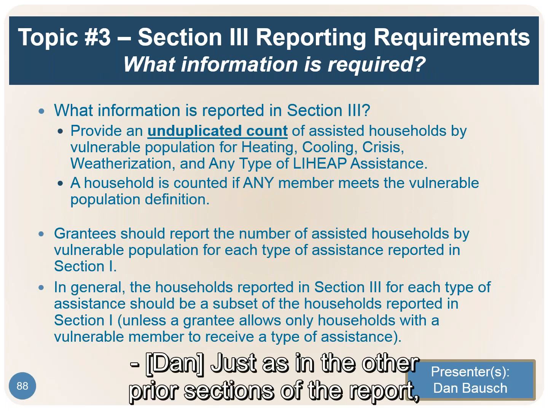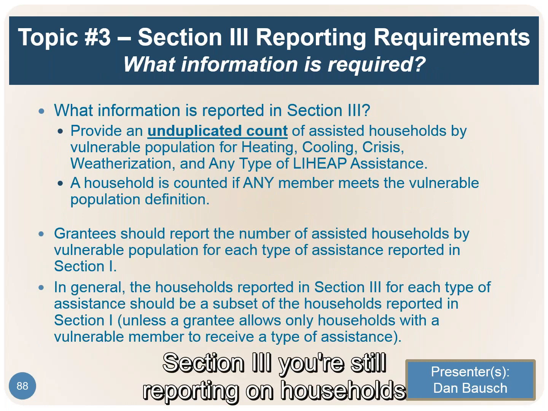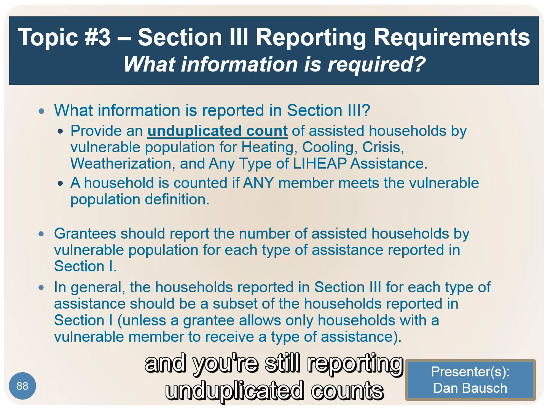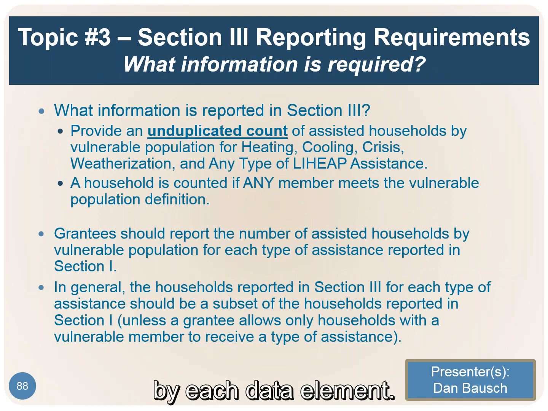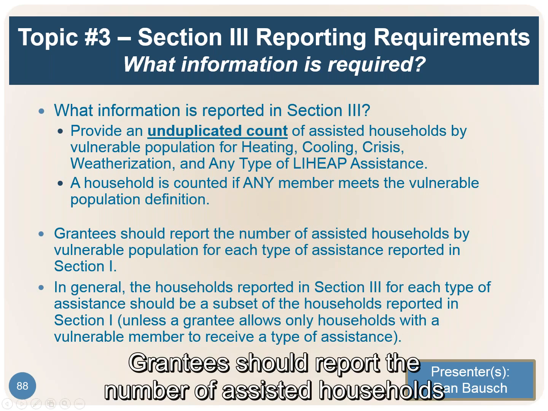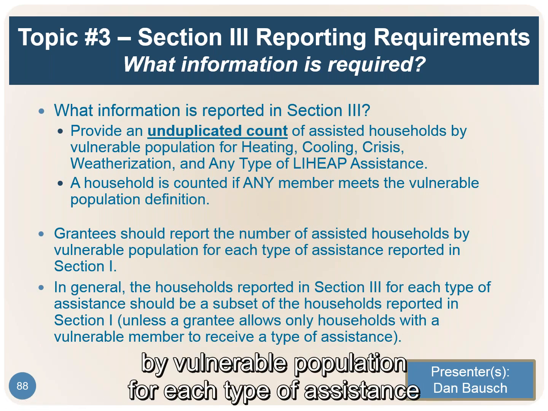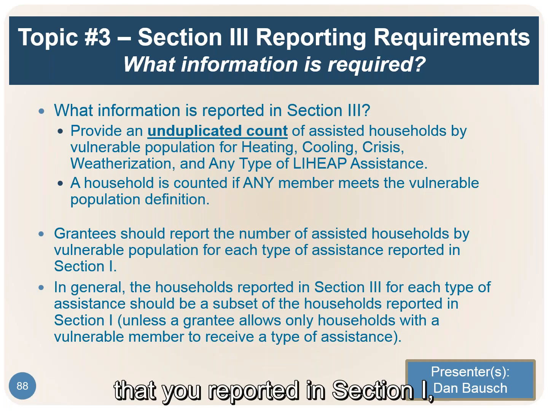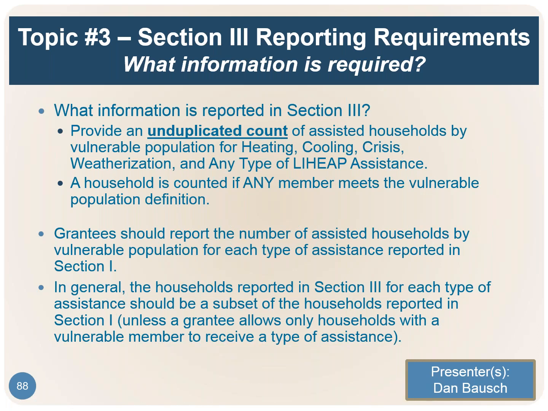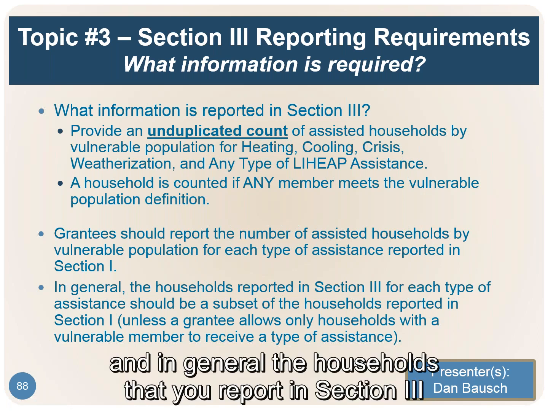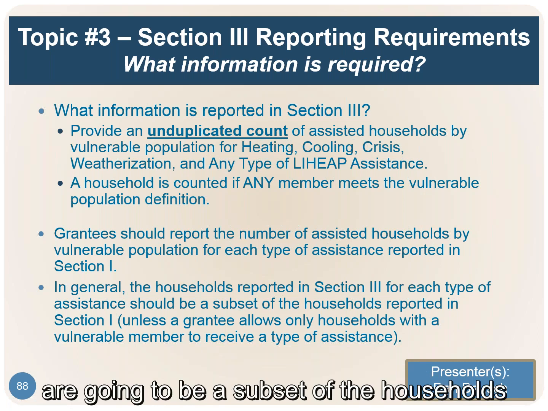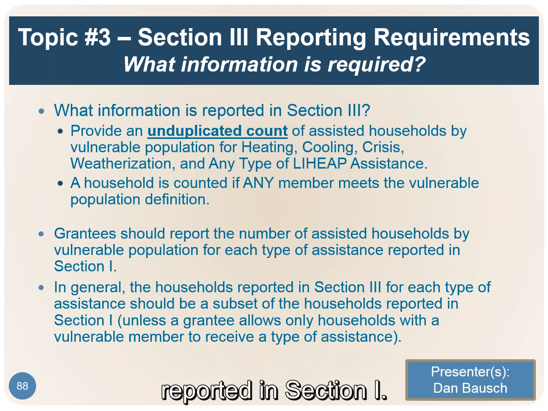So just as in the other prior sections of the report, in Section 3, you're still reporting on households, and you're still reporting unduplicated counts by each data element. So grantees should report the number of assisted households by vulnerable population for each type of assistance that you reported in Section 1. And in general, the households that you report in Section 3 are going to be a subset of the households reported in Section 1.